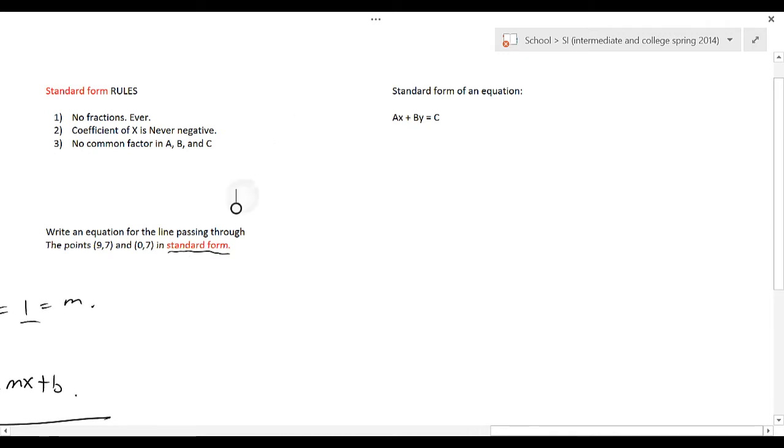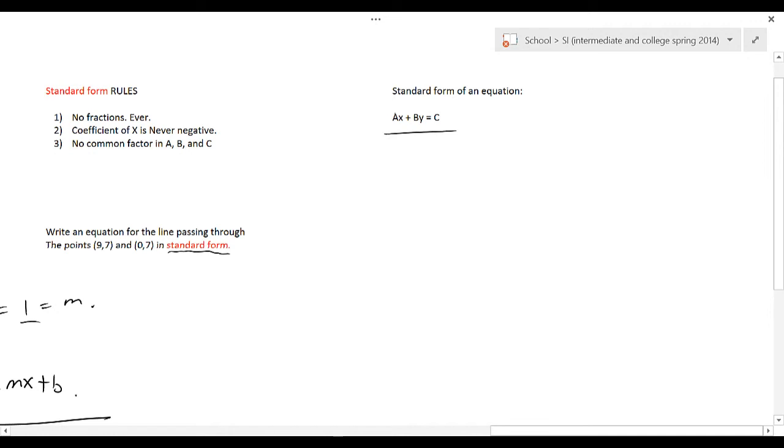Okay, so this is where standard form gets introduced. We've got some rules for standard form. You can never have a fraction, ever. Coefficient of x is never negative. There is to be no common factor in a, b, and c. Here's what standard form will look like. ax plus by equals c.